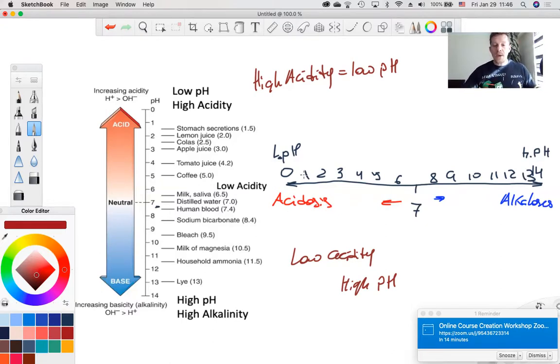Low pH means that you are in acidosis, high acidity. I have to stop for a second and think. So, this is the neutral pH for liquids, for tissue.